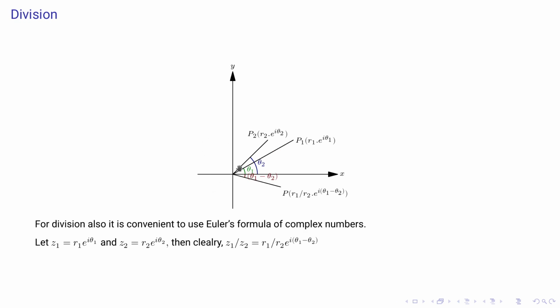Now division is similar. The resulting modulus will be r1 by r2 and the angle will be theta 1 minus theta 2. So it's the same as multiplication, just that the modulus is r1 by r2, and the argument will be theta 1 minus theta 2, because when you divide, powers get subtracted. In this case, since theta 2 is larger, the angle has become negative, that is, it comes below the x-axis in the fourth quadrant. So that's how we do the division of complex numbers.